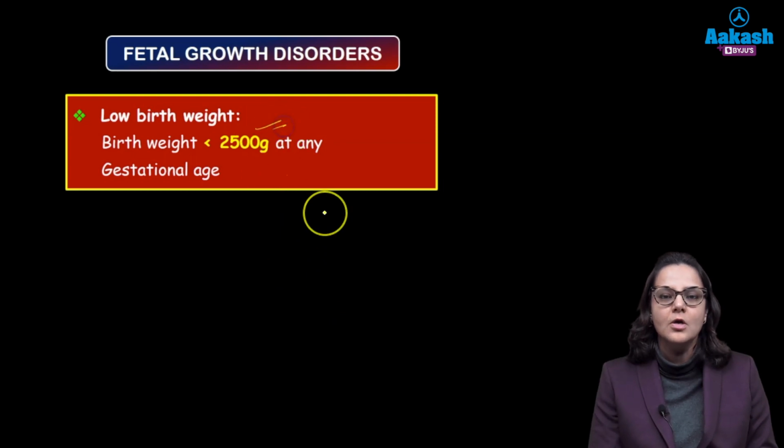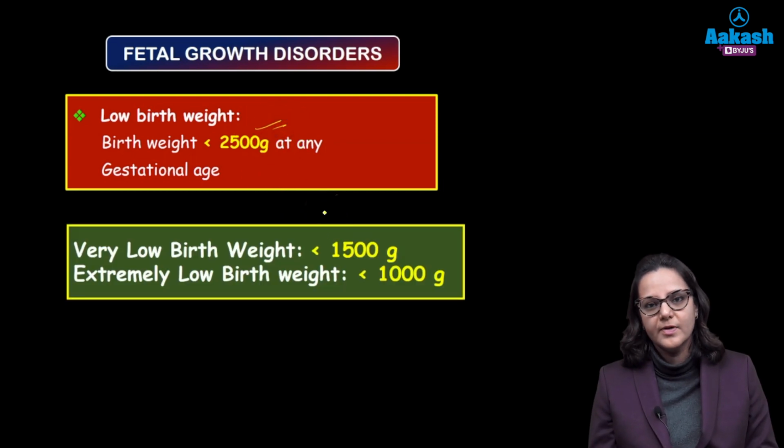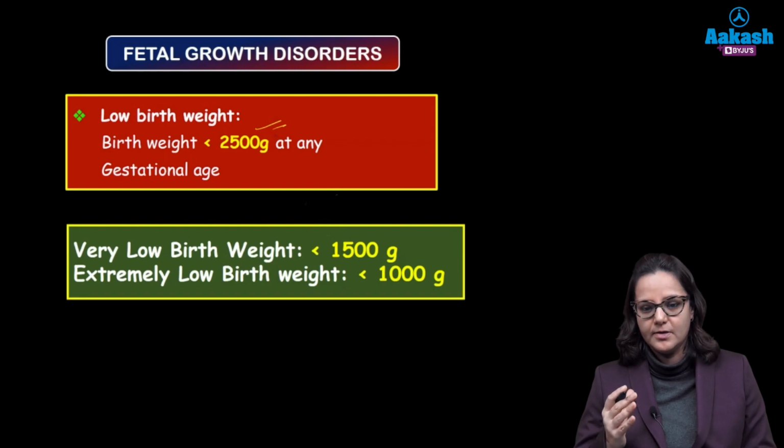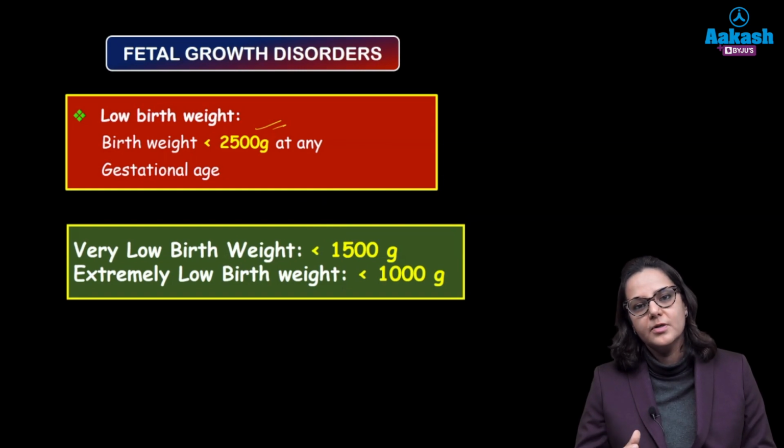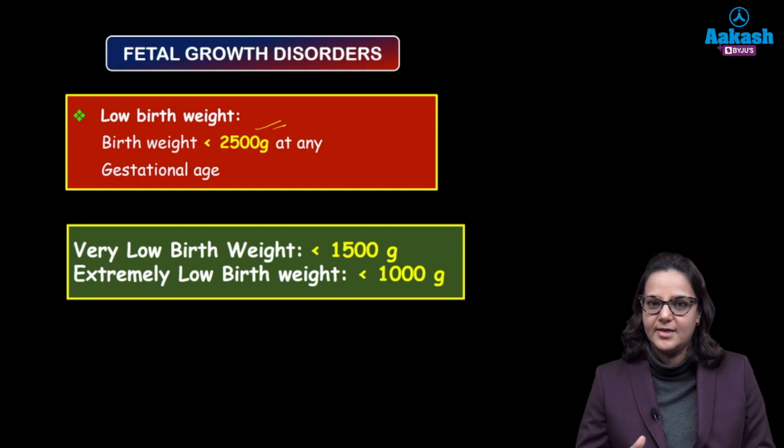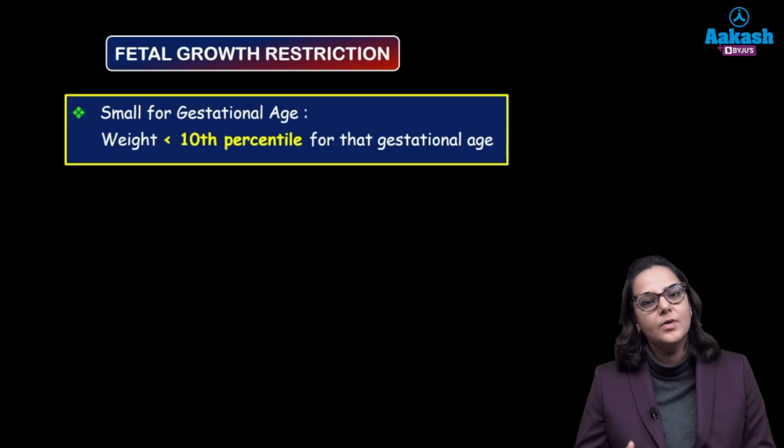Alright? Similarly, what is a very low birth weight baby? When the weight is less than 1.5 kg, and extremely low birth weight is when the weight is less than 1 kg. Alright.